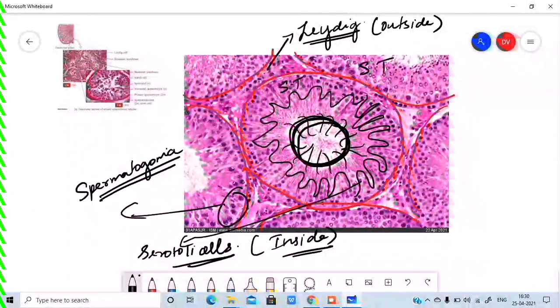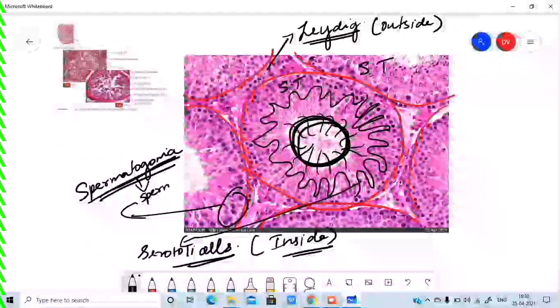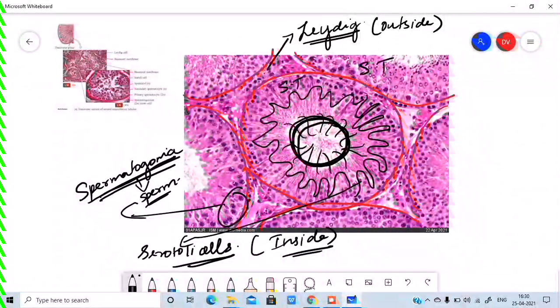Now, what are the functions of Sertoli and Leydig cells? Very important. Spermatogonia is the mother of a sperm cell, which means this is what is going to turn into the sperm. The Sertoli cell is what is going to nourish the spermatogonia so that it can develop into a sperm. The nutrition is given by the Sertoli cells, so that is why we call them the nurse cells.